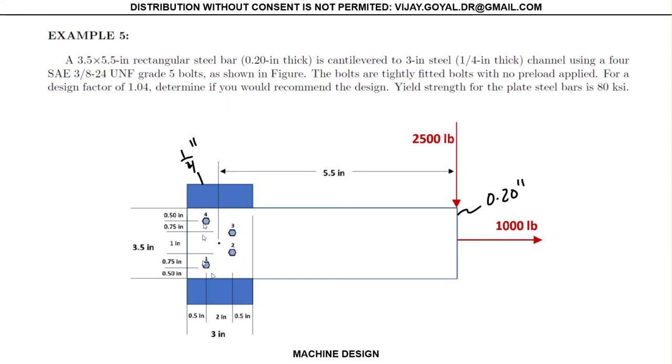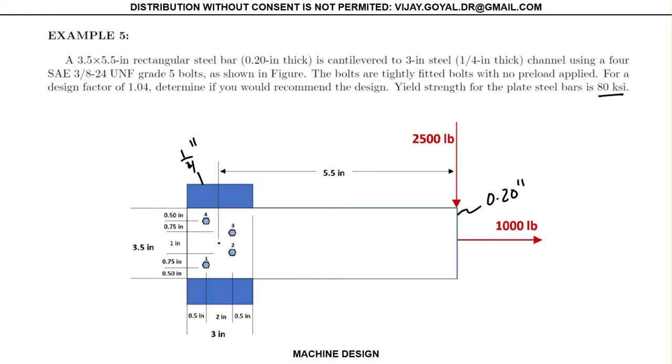It has four bolts, 3/8-24 unified fine series grade 5 bolts. They are tightly fit and have no preload. For a design factor of 1.04, determine if you recommend the design. The problem also gives you the yield strength of the steel plates.